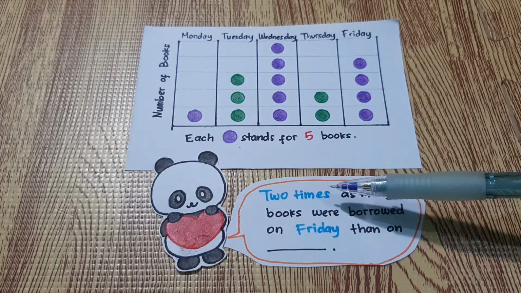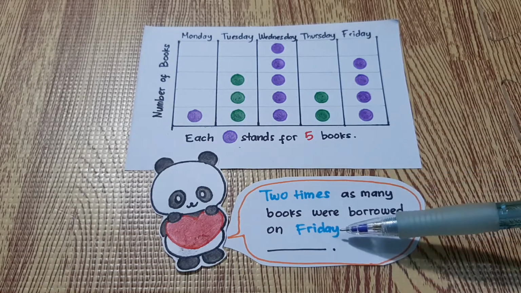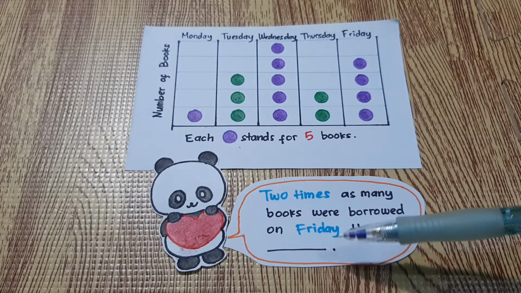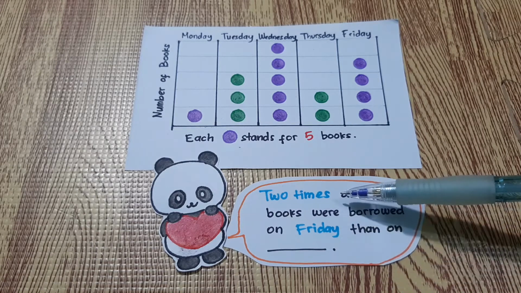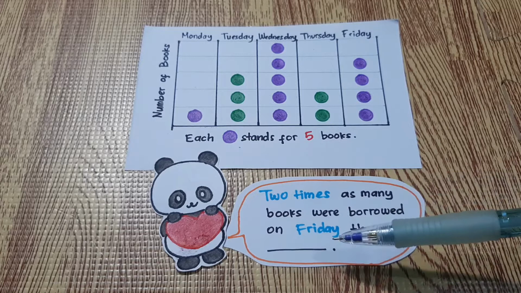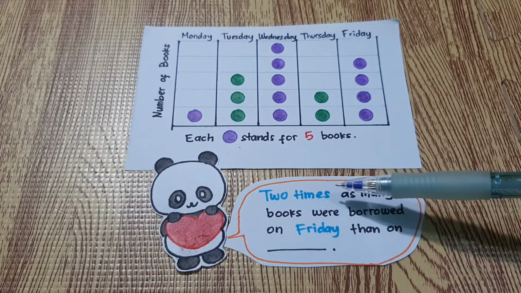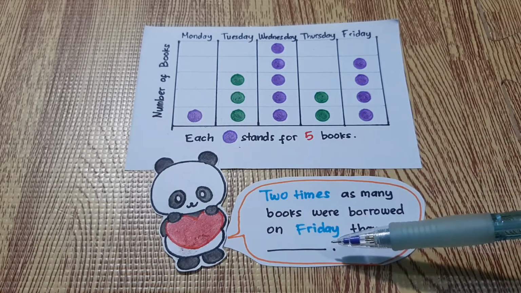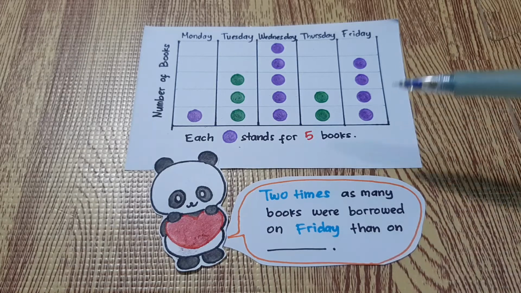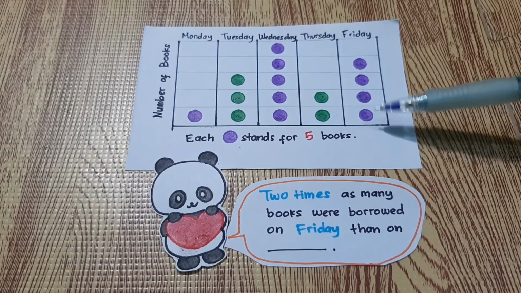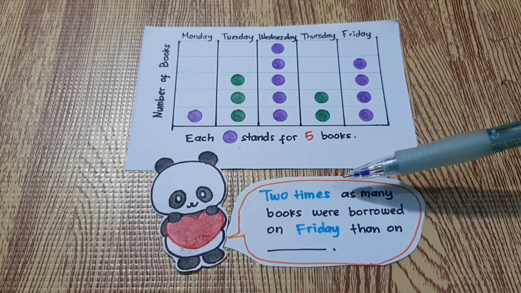So which one has 2 times? Friday. Friday has 2 times. It means the other one has how many times? Since Friday has 2 times or twice, it means the other day is lesser. Or you have to divide it by 2 to get this part. Now take a look at Friday. 1, 2, 3, 4. 4 circles. 4 circles is 2 times.